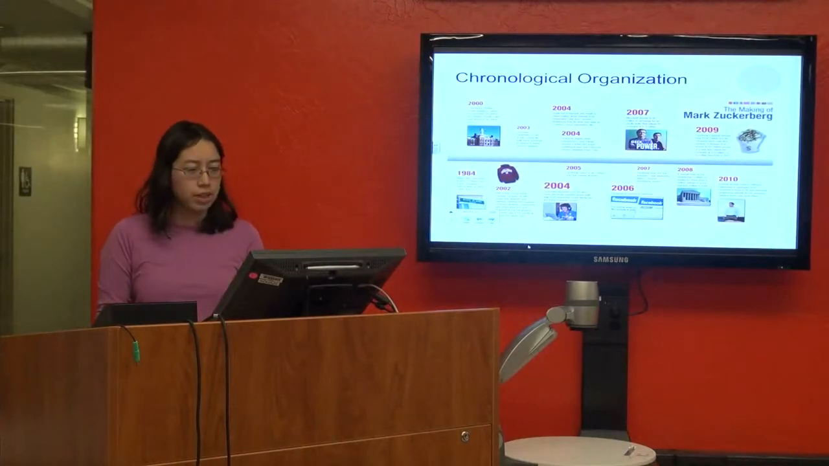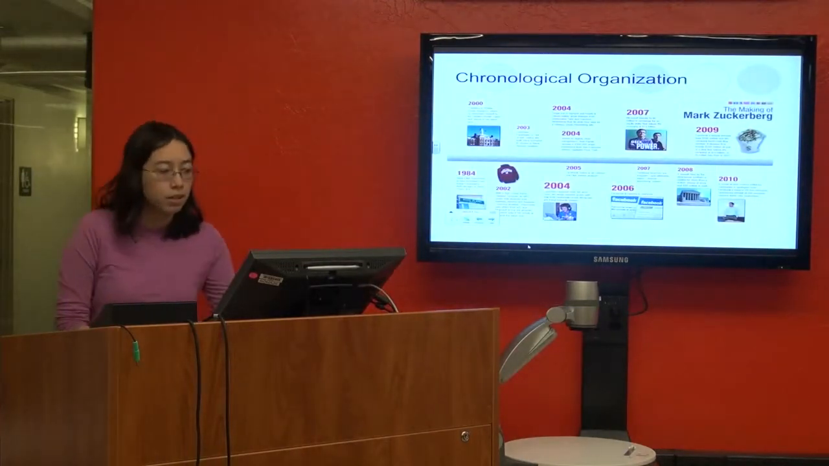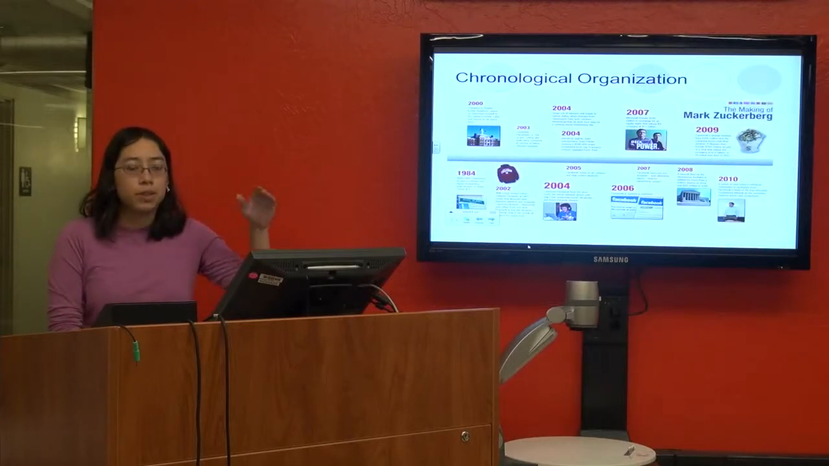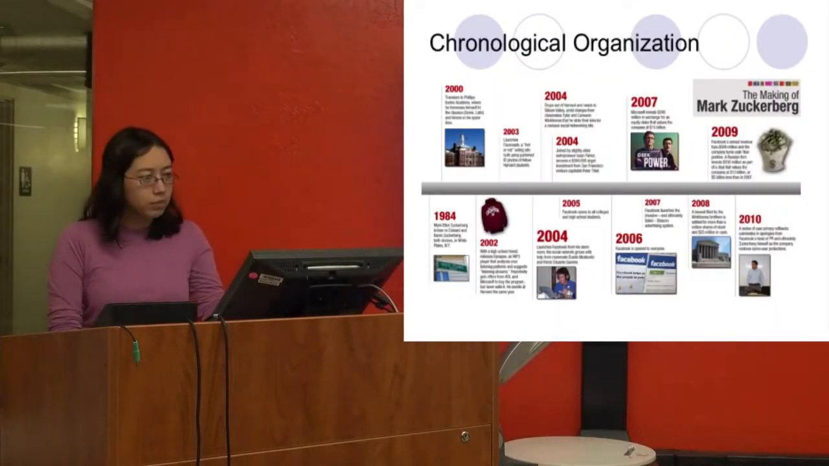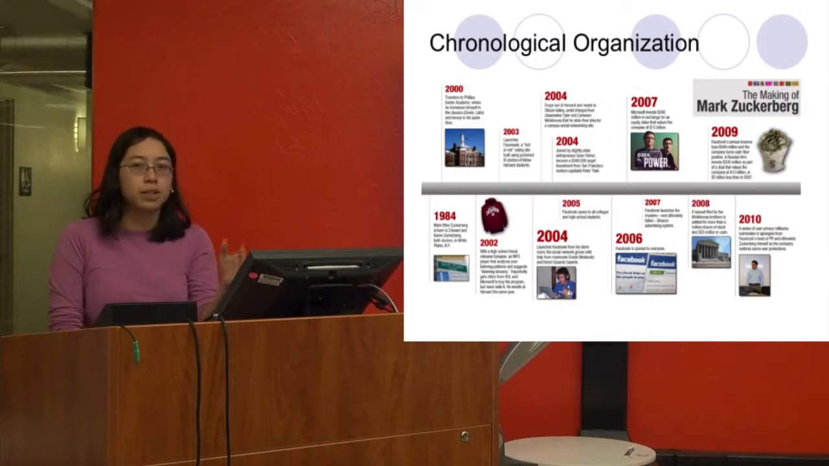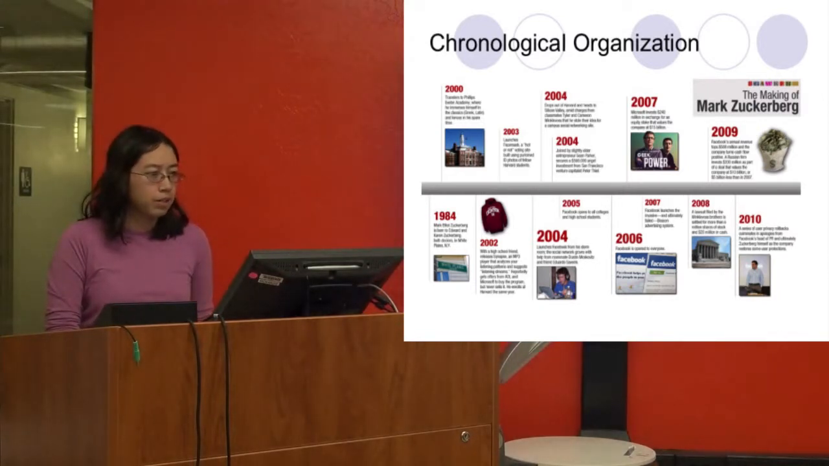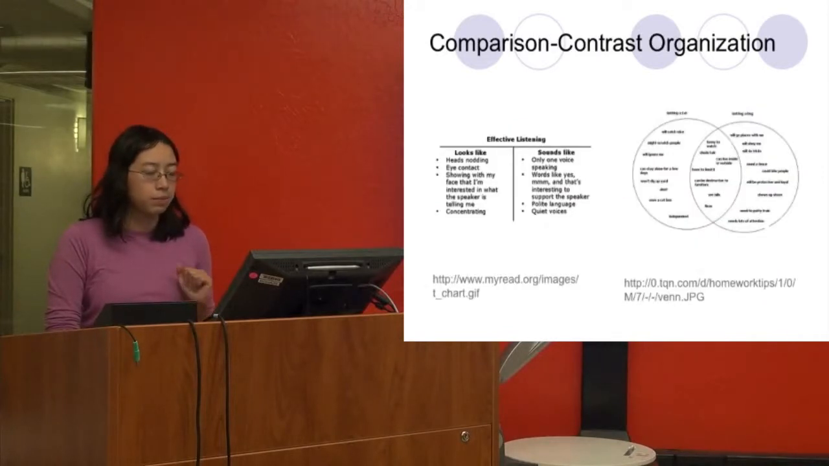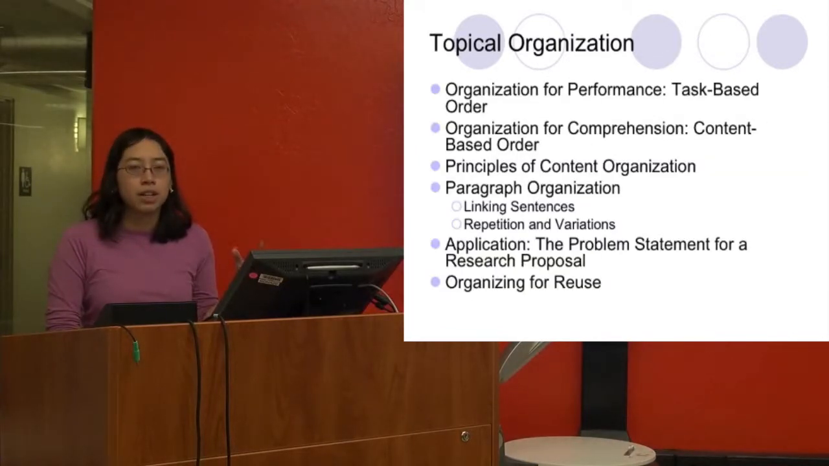So here, chronological organization, a timeline. If you put things from 1984, 2000, 2009, that's a way to organize your information. Comparison and contrast: a graphical organizer to help you do this yourself is a T-chart or Venn diagram. Topical organization is like an outline, A, B, C, D. This is the outline of the chapter itself.